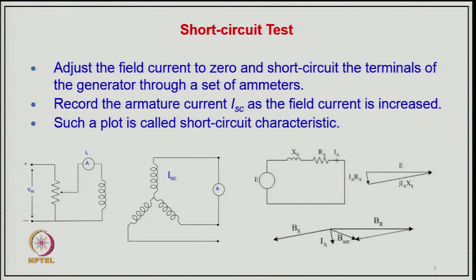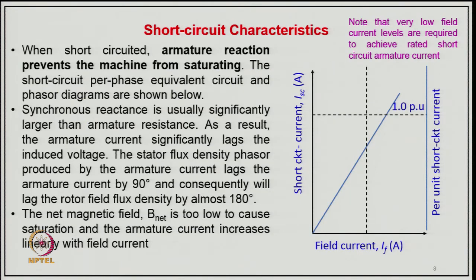Now, coming to the short circuit test, adjust the field current to 0 and short circuit the terminals of the generator through a set of ammeters, and record the armature current ISC as the field current is increased. Such plots are called the short circuit characteristic. In this equivalent circuit, with the terminals shorted, E excess IA is dominated by the reactance, so it goes directly opposing, and that is the reason it is a linear characteristic. If you plot short circuit armature current with the field current, it comes as a straight line.